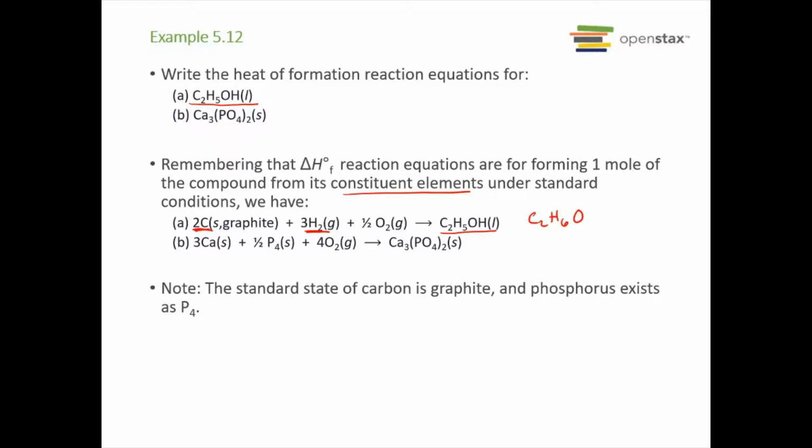For calcium phosphate, this is made up of calcium. We need 3 of them from the formula. And phosphorus has a standard state as P4. This isn't something I expect you to know. This is just something they're telling you. And if it was on an exam, I would also give a hint: the standard state of phosphorus is P4. And I need 2 phosphorus since there's 2 PO4s. So that means I need half of a P4 to have 2. And then I need a total of 8 oxygens, so I need 4 O2s to give me calcium phosphate. So this is what it means by writing the heat of formation reaction equations.